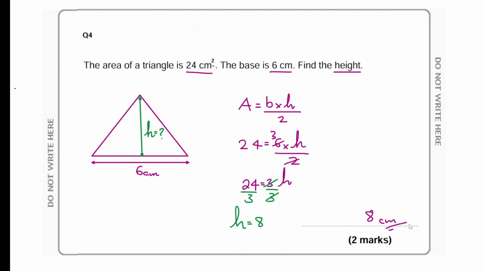Now to check if your answer is right, you can substitute that 8 back in here and see if it works. So let's give it a try. Area is base is 6, height is 8 divided by 2. 6 times 8 is 48 divided by 2 is 24. I get exactly the same one, so I know this is the correct answer.